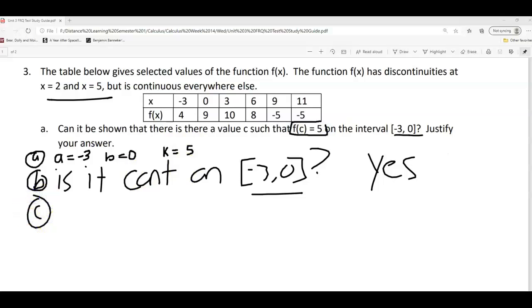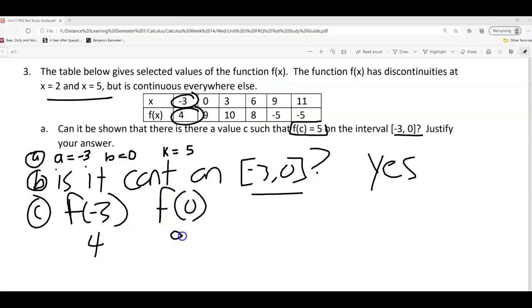All right, step C. After you identify what a, b, and k are, and after you determine if it's continuous on your interval, the next thing you want to do is find out what f of a is. Got to be careful. Is this function actually called f? Yes, it is. Don't use the wrong function name when you're doing these problems, because once again, that's one of those little things they'll get you on. All right, so f of -3, what is that? At x equals -3, f equals 4. So the answer for that is 4. What about f of b? f of b would be f of 0, and f of 0 is 9.